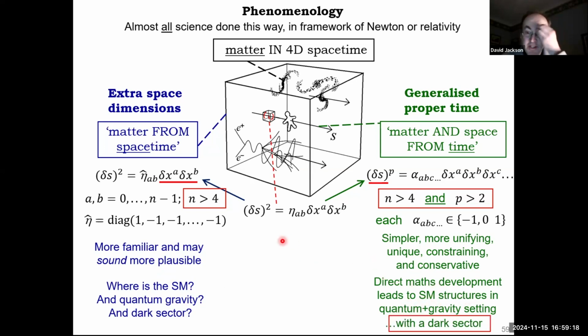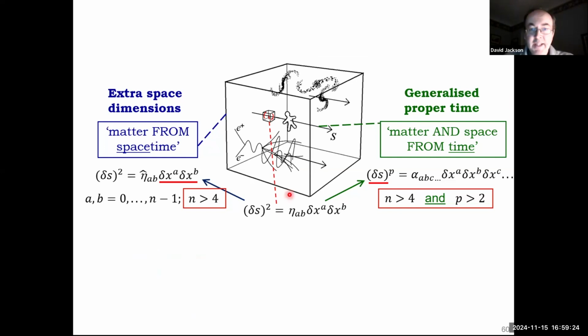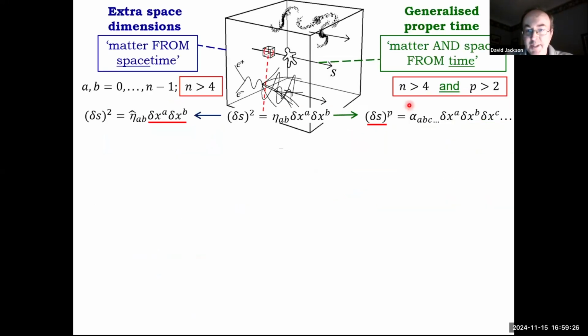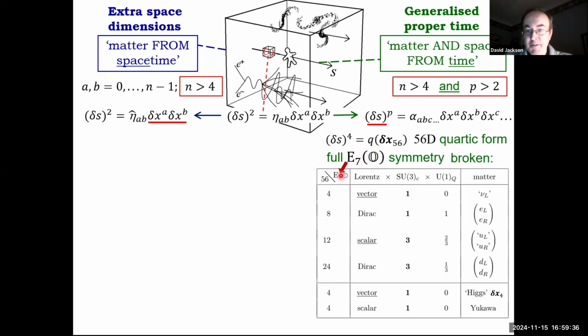And as I very briefly mentioned, it also provides a basis for a dark sector. And there's a clue in this picture here. So let me just strip out this picture and take it up to the top. So as I mentioned, when we go to these higher powers for proper time, there's this quartic form with an E7 symmetry based on the octonions, and these symmetry breaking structures led to structures resembling the standard model.